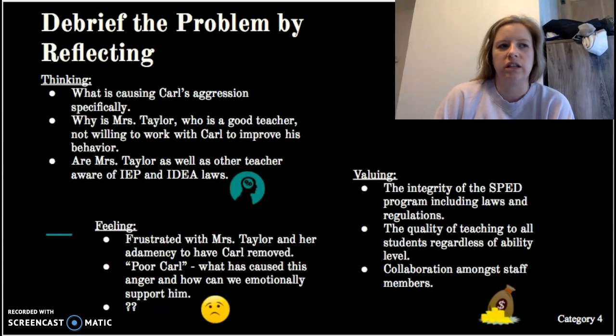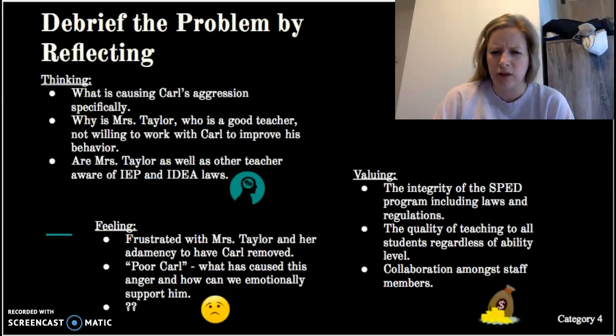I don't want teachers to think that they can just take a student that they are not getting along with and have them removed because of their disability. That's not fair. So I felt a desire to value our SPED program and readdress the needs within that. I also was valuing the quality of teaching regardless of ability level. We should be teaching to all students.